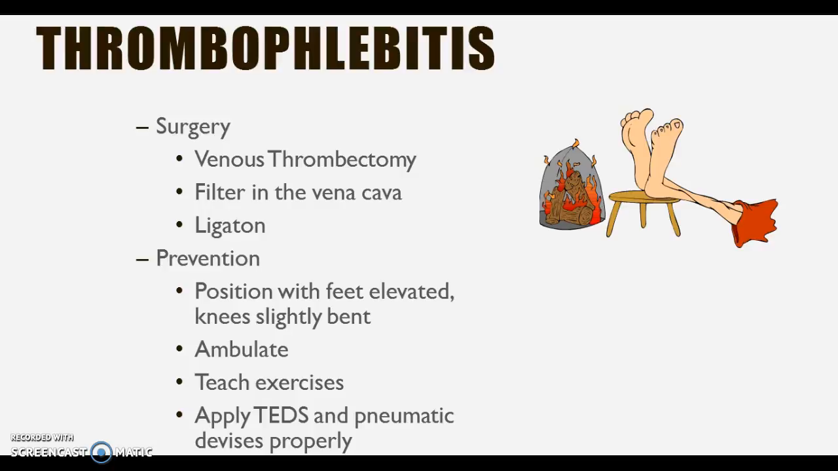For our patients, we want to prevent it. We want to position with the feet elevated, the knees slightly bent. We want the early ambulation. We want to teach them ankle flexion and extension exercises to, again, help those muscles to contract. We want the TED hose on or the pneumatic stockings, and we want to frequently assess our IV site.